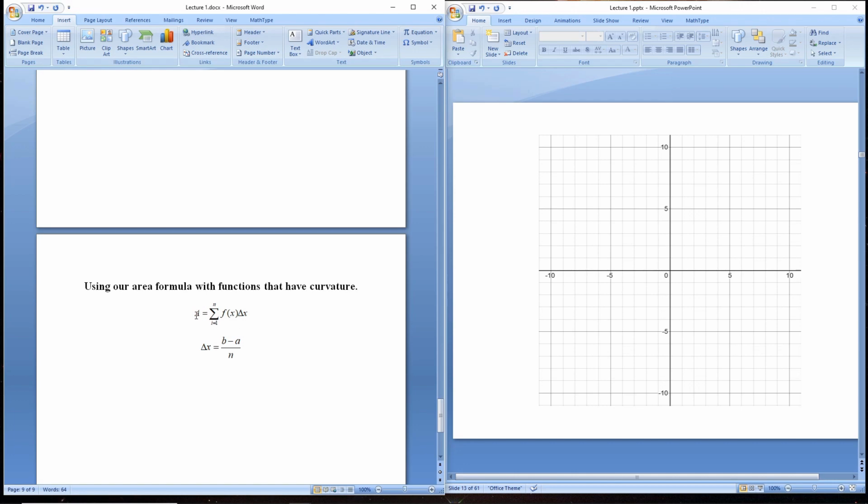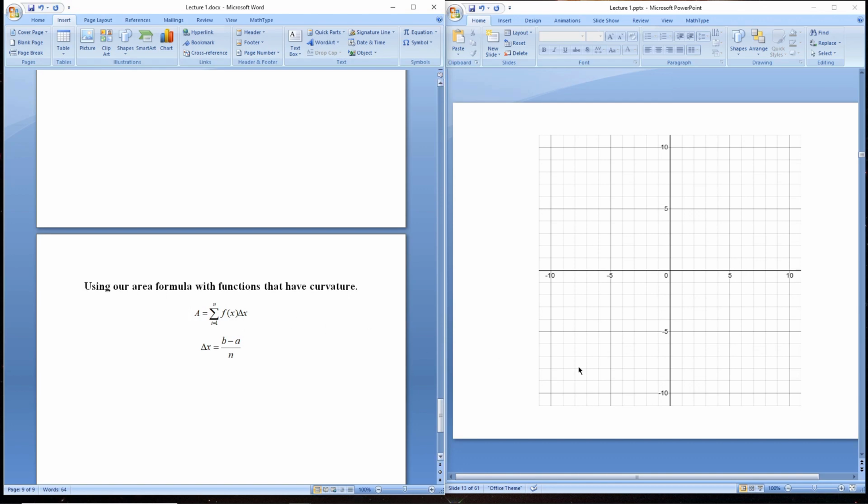And again, try not to lose too much focus here. Remember, this is still length times width. Delta x is the length, and the function is the width. So it's still length times width. We are just writing it in a more advanced way so we can handle functions with curvature.